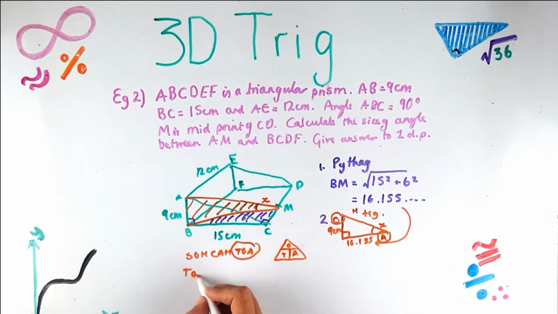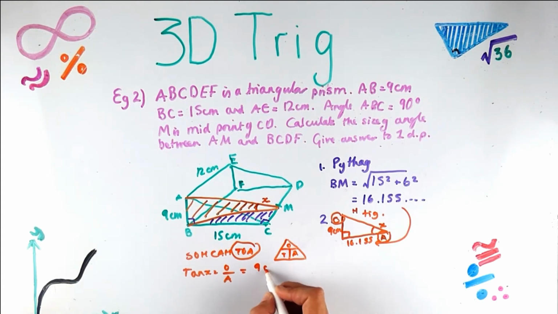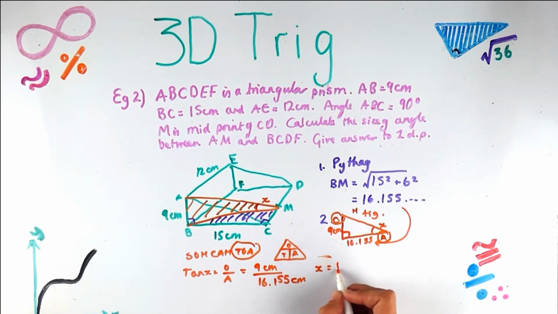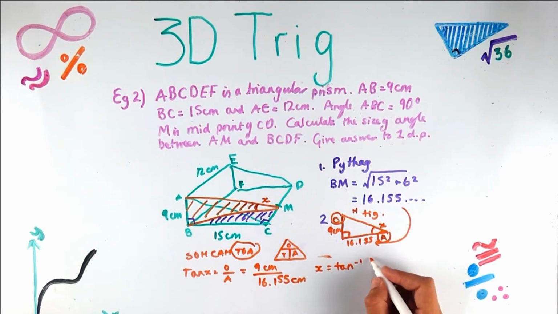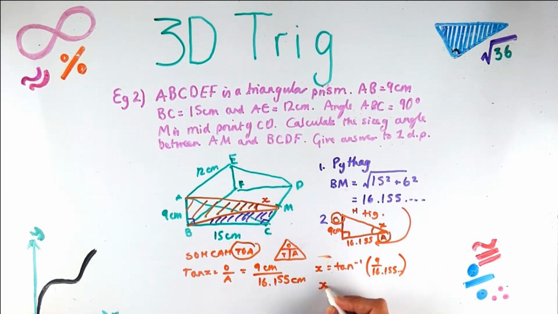the tan formula triangle, because we all love those. So tan x equals O over A, which equals 9 centimetres over 16.155 centimetres. X equals shift tan to the minus 1 of 9 over 16.155 dot dot dot. And so x equals 29.122, which equals 29.1 degrees.